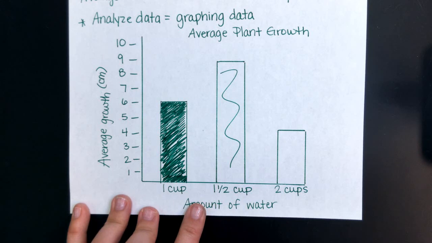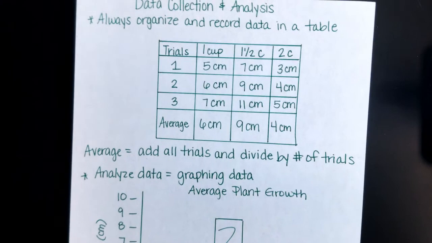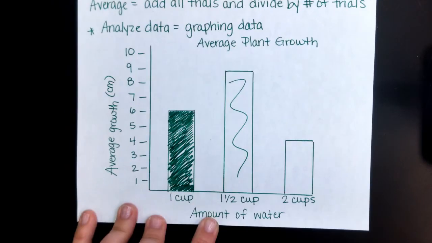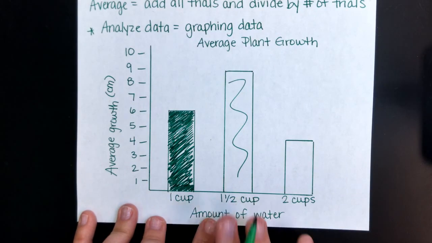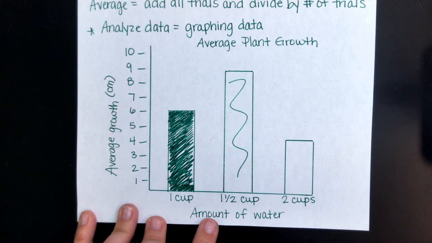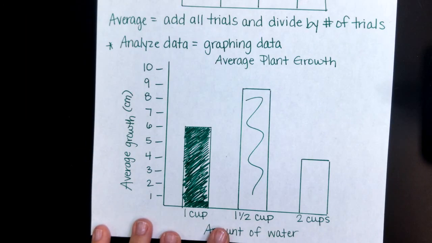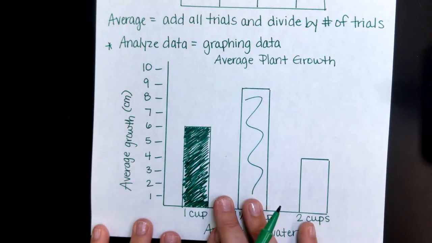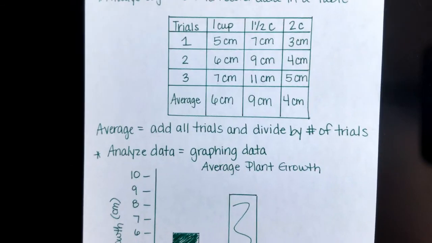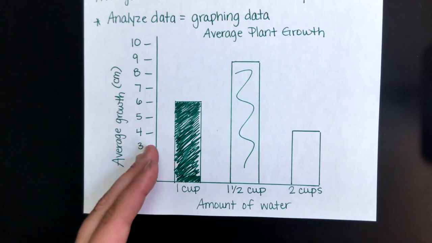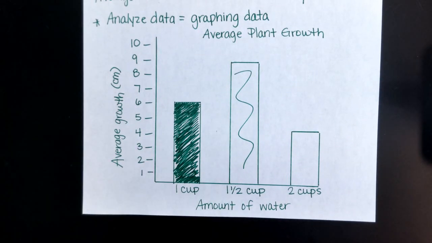So something to remember is you always organize and record your data into a data table, and then you never skip the graph part. Okay? The next step would be to write a conclusion, and you're going to use this from your experiment to write your conclusion. So don't ever skip these steps. Okay? So you collect and organize your data, and then you graph your data so you can analyze it.